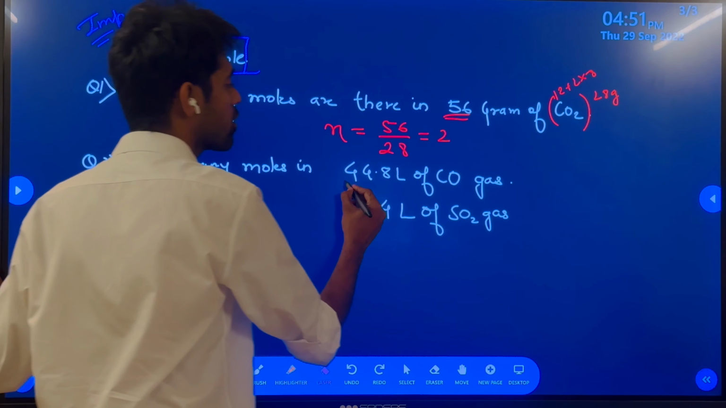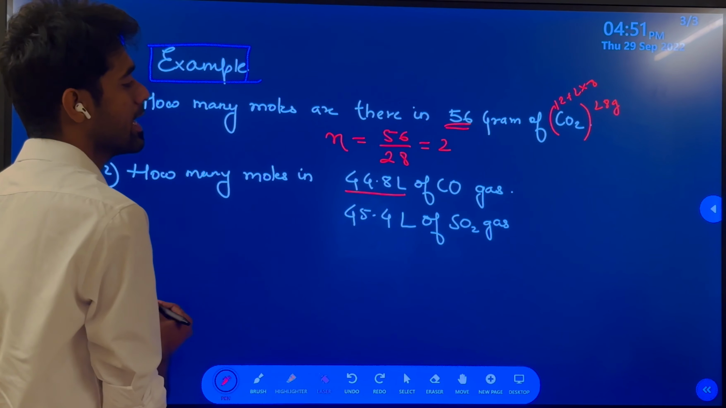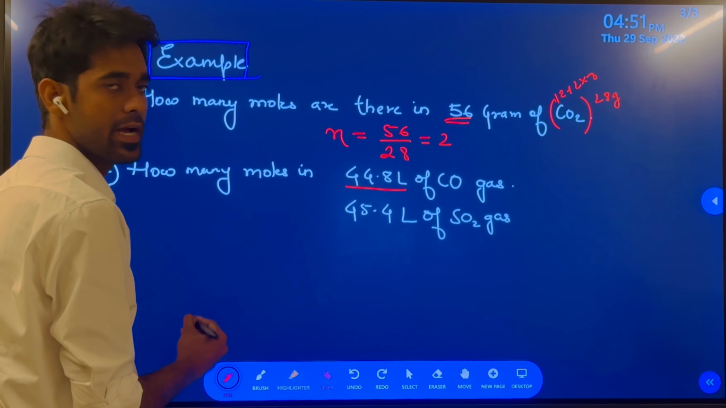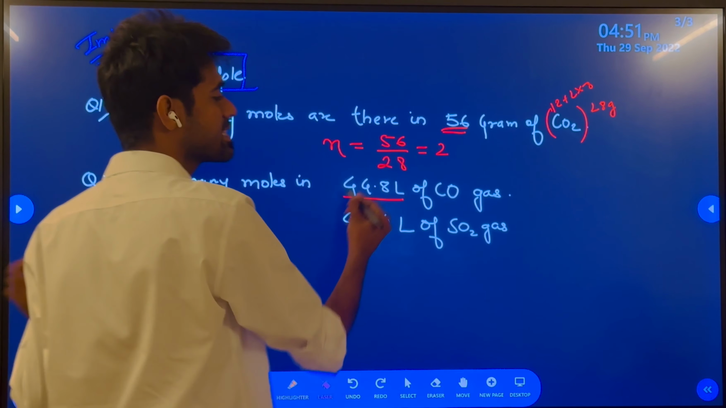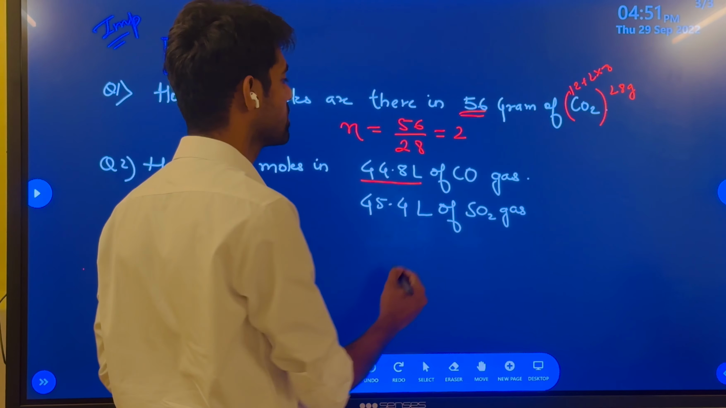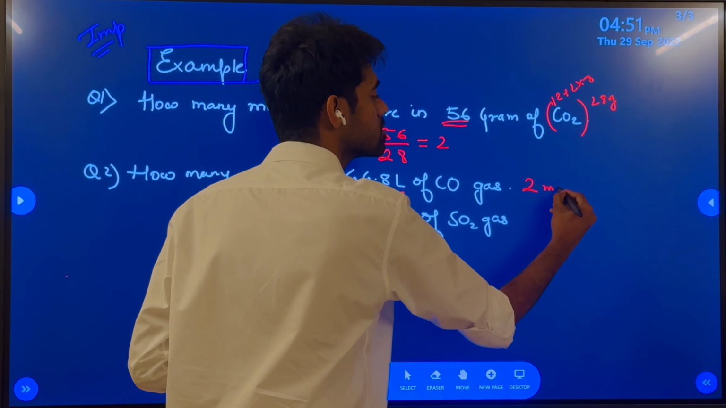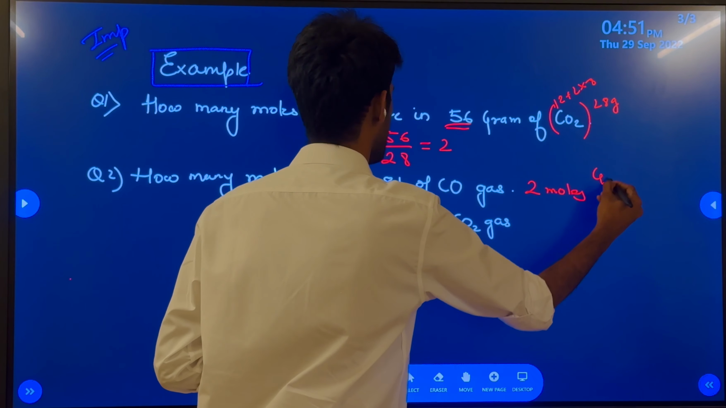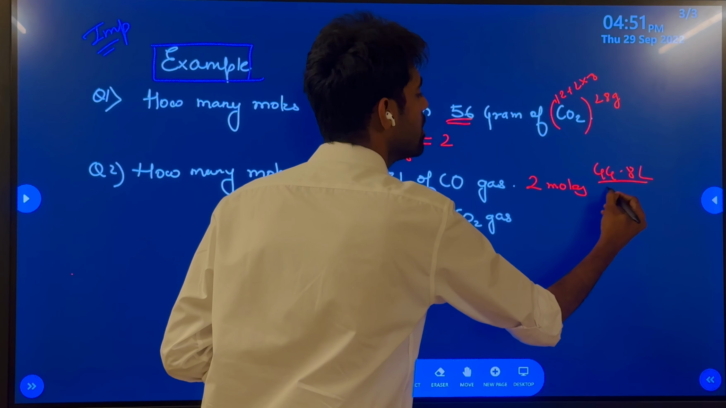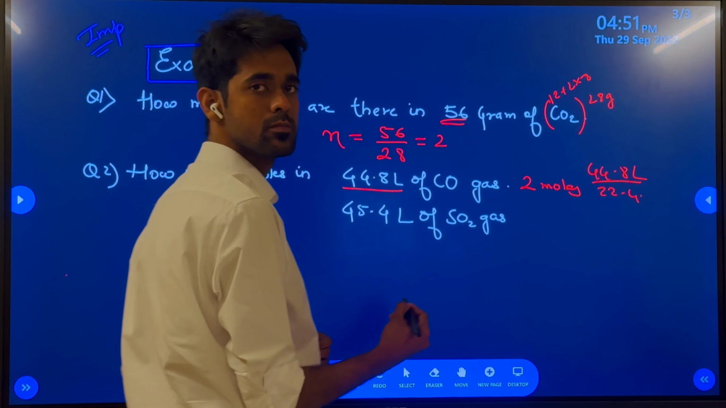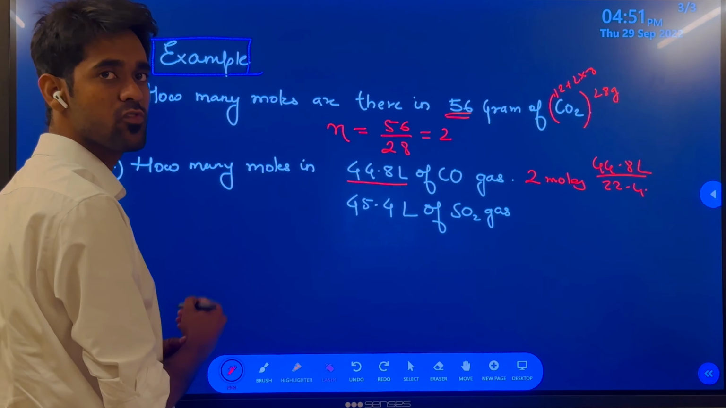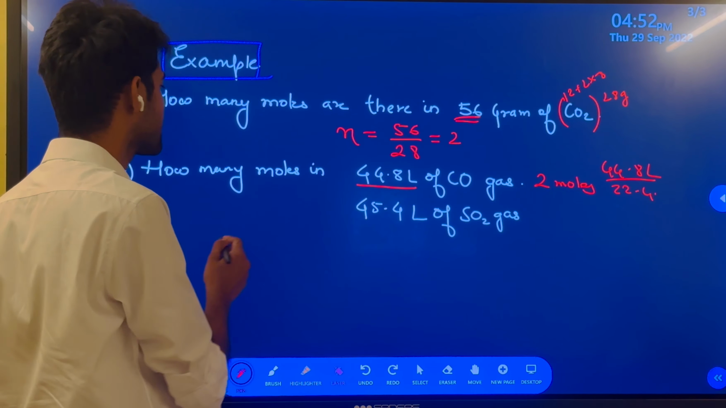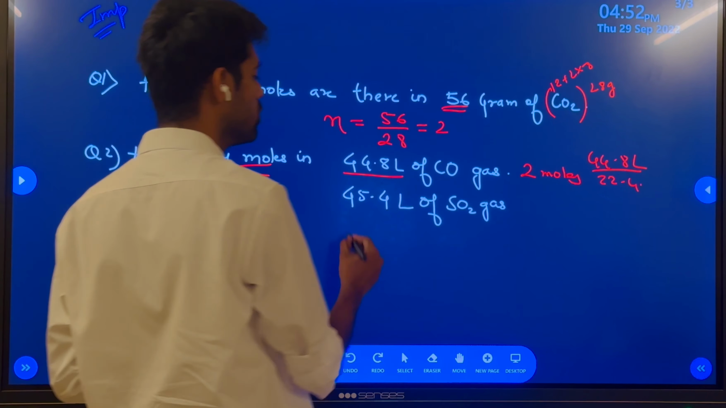Similarly, in this particular question, 44.8 liters of CO gas is there. How many moles will be there? This is exactly double of 22.4 liters. So there will be 2 moles, that is 44.8 upon 22.4. Similarly, in the second case, 45.4 liters of SO2 gas, they are asking you how many moles are there. What will we do?